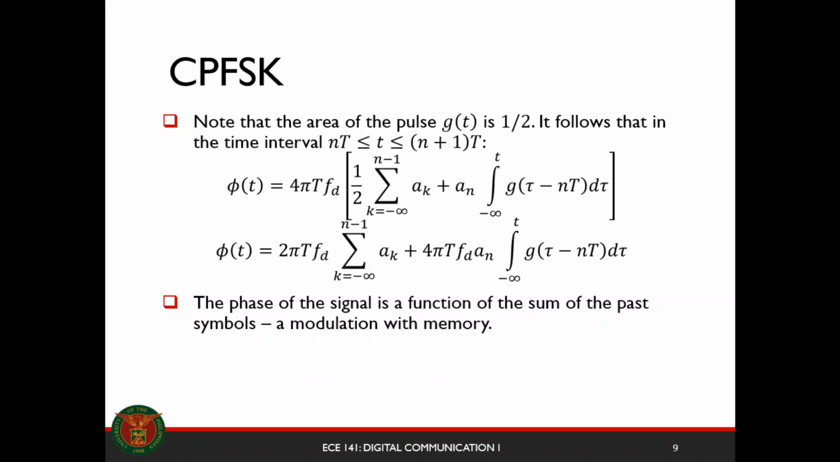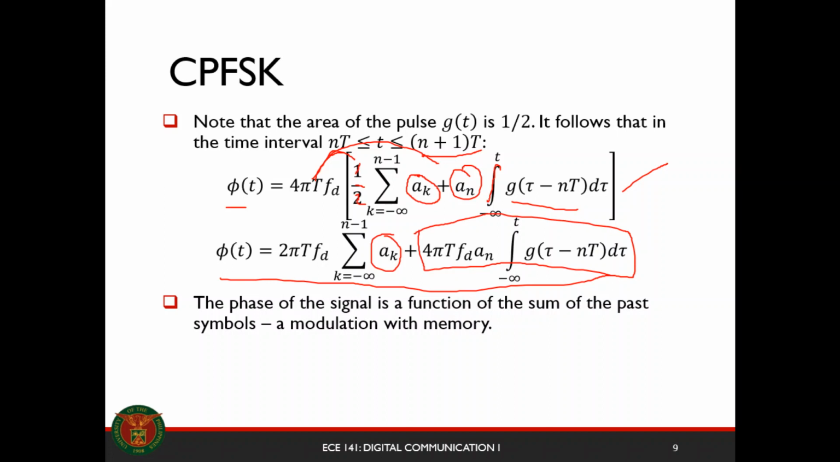So if we consider this time interval, your phi of t would become this expression. The integral will just be the sum of your past symbols times 1/2, which is the area of g of t, and your current symbol multiplied by the integral of your pulse shape. So we distribute that, and we have this expression for your phase phi of t. Basically, your phase phi of t is a function of the past symbol inputs and your current symbol input right here. So it sounds like it has memory. It is actually a modulation with memory.